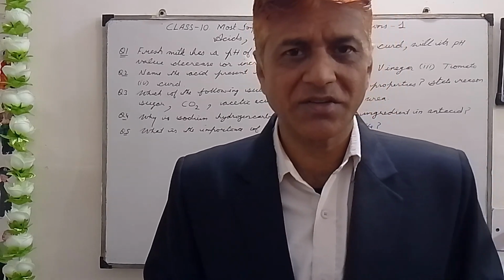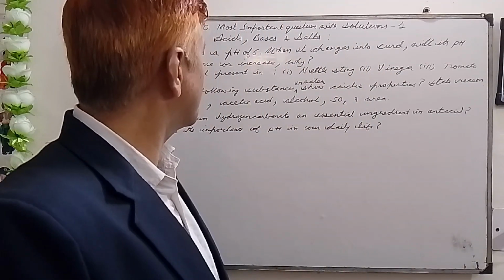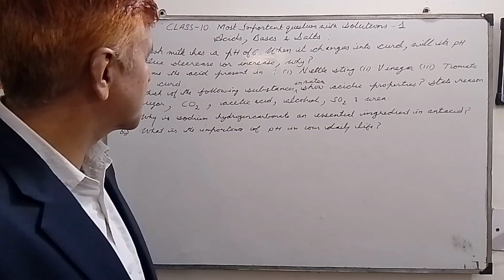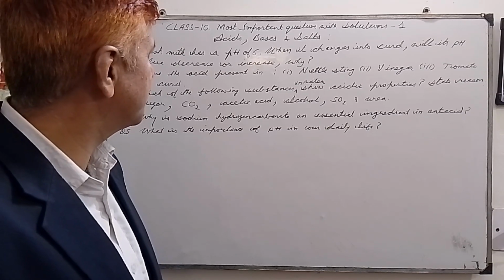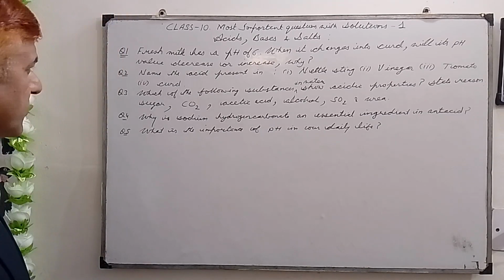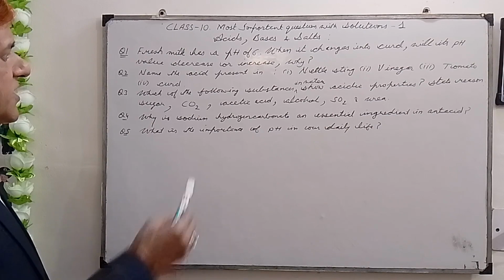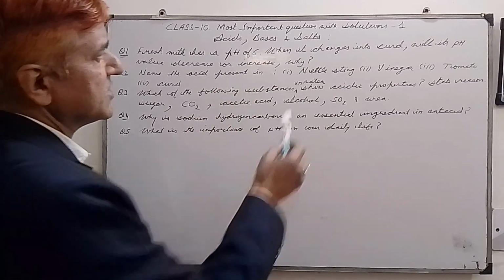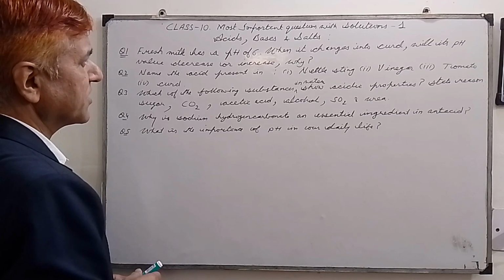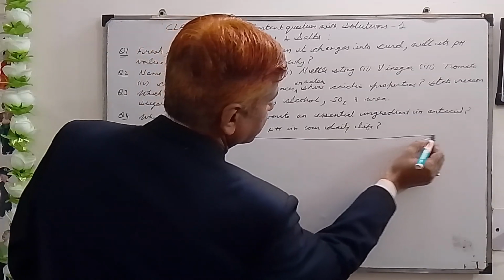So my dear students, today we are taking the most important questions of the chapter Acids, Bases and Salts. So today we have the first series of important questions with solutions. The first question: fresh milk has a pH of 6. When it changes into curd, will its pH value decrease or increase? Why? So my dear students, this is our question number 1.